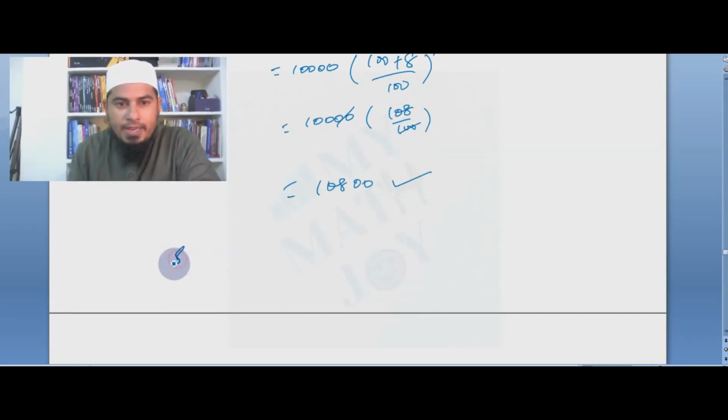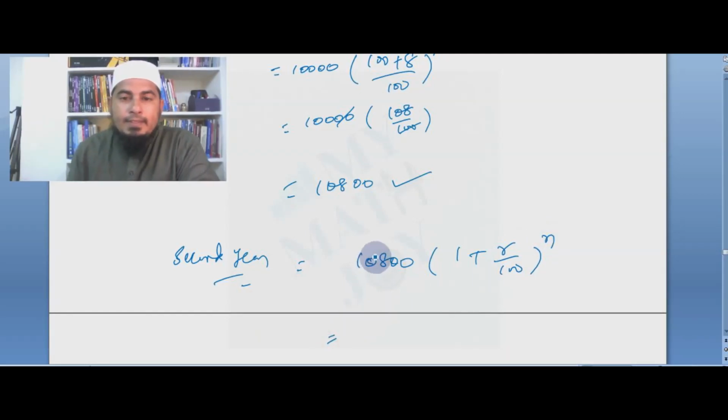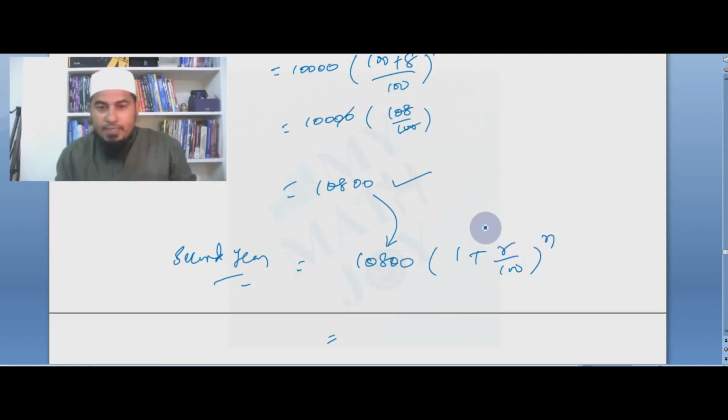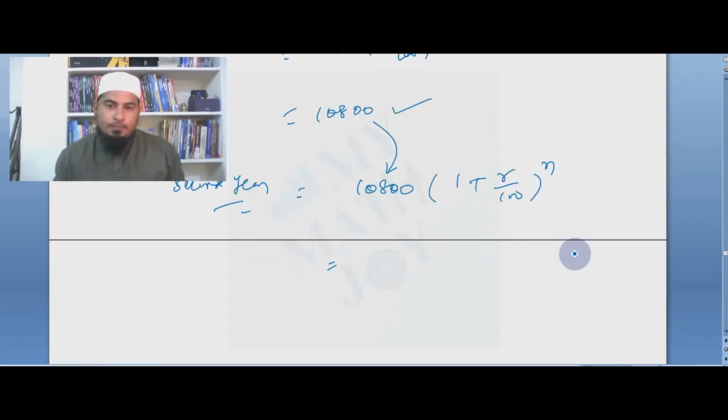Let us calculate for the second year now. It will become 10800 times 1 plus R over 100 whole power n, with this as the principal amount. For the second year, if we take this amount as the principal, one can be used as the power. Otherwise, if we use the original principal amount P, in the place of n we have to keep 2. So let us do it in this way: 10800 times 1 plus R, 8 by 100, whole power 1.